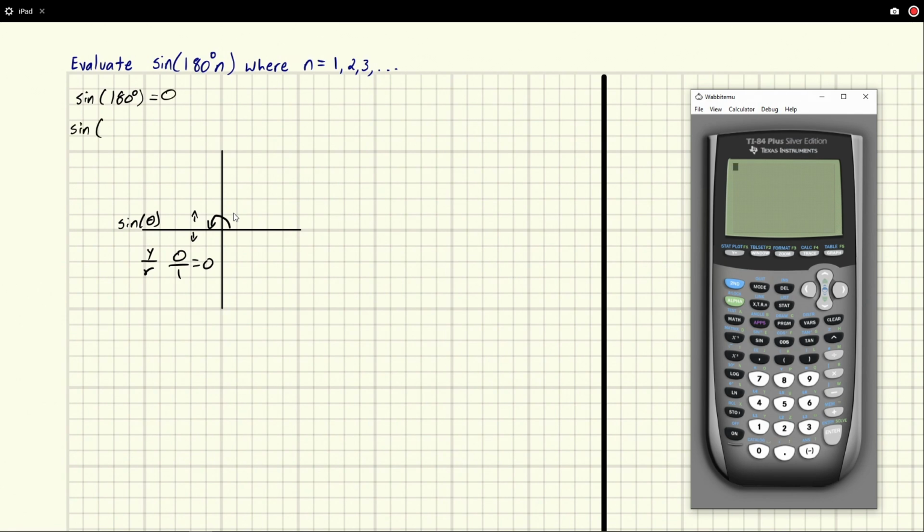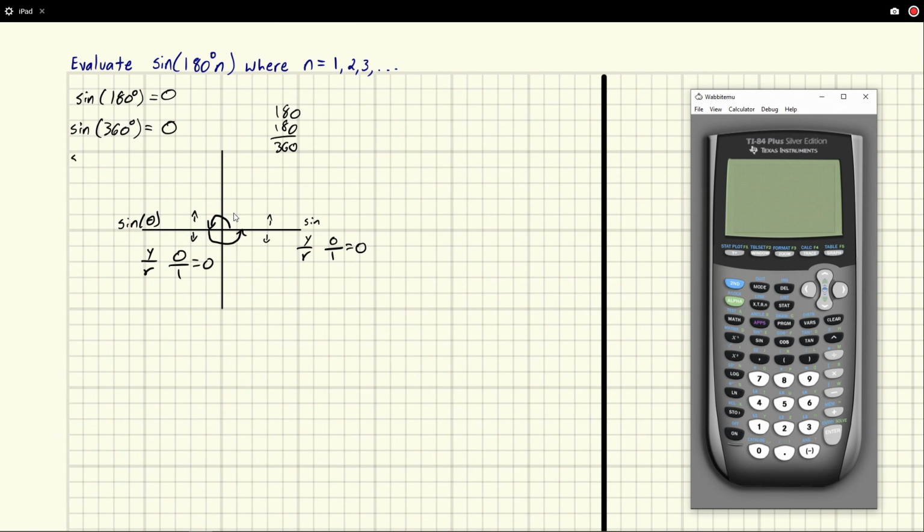So it's going to be sine, and then if we multiply it by a number like 2, well, 180 times 2 is the same thing as 180 plus 180, which is the same thing as 360. So we're going to have 360 degrees. Well, if we keep going another 180, we're going to land here. So what's sine on this side? Well, again, sine is y over r. R is 1, and y, well, we didn't go up or down at all. So y is 0. So we get 0 again.